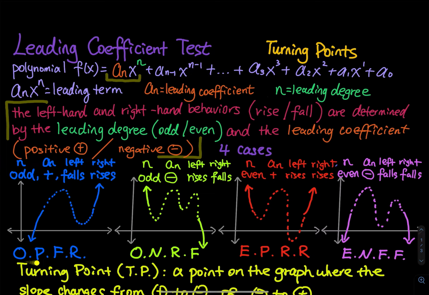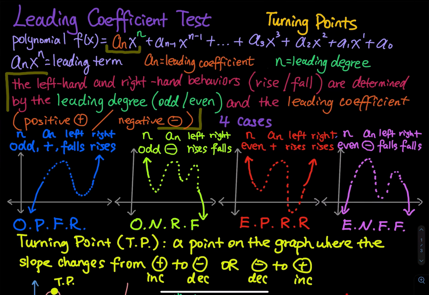Again, memorizing these 16 letters is way better than memorizing this long sentence. And then what about turning point? Turning point is a point on the graph where the slope changes from positive to negative, or from negative to positive. Positive slope means increasing, negative slope means decreasing.